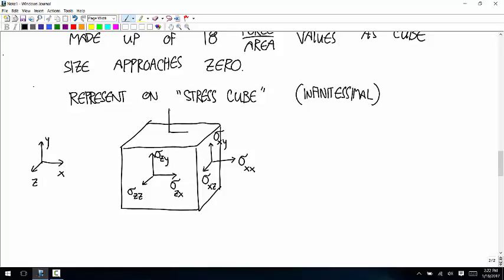And now up here, this is the positive y face. So we have the components sigma yx, sigma yy, and sigma yz. So that's 9 values. There are 18 total because I didn't draw the opposites.